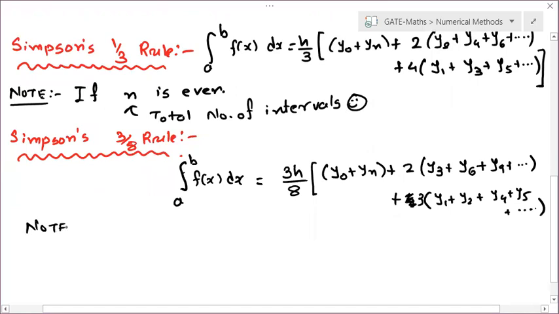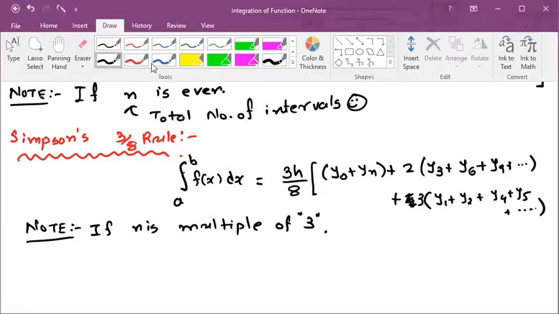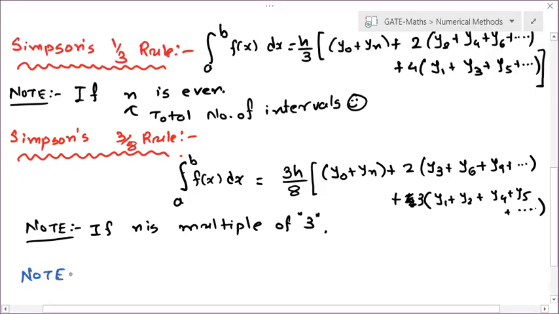It is applicable if n is a multiple of 3. If it is a multiple of 3, then and only then it is applicable. Now, in the question, many a time they will not specify whether it is Simpson's one-third rule or Simpson's 3 by 8 rule. If they write only Simpson's rule, that means it is Simpson's 1/3 rule.